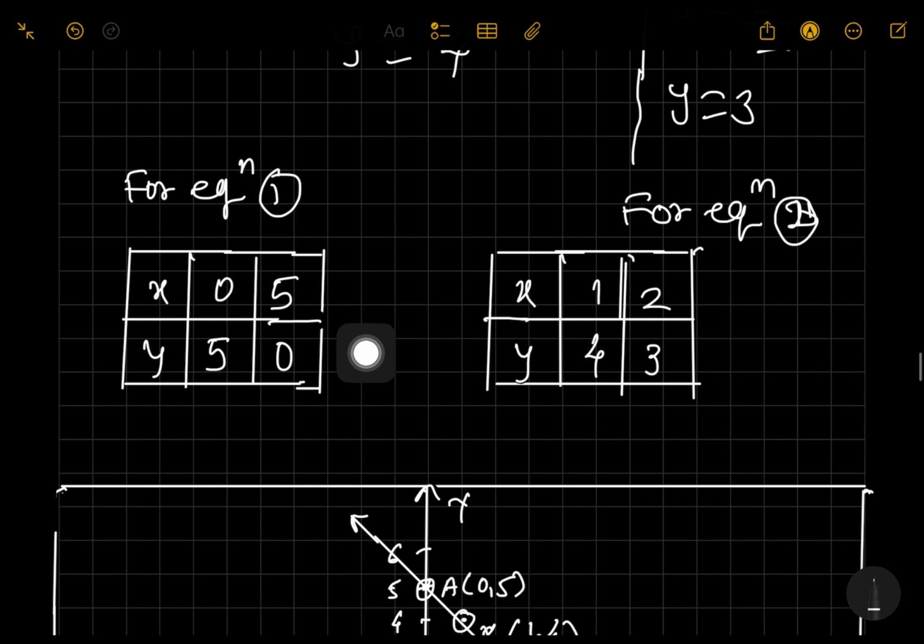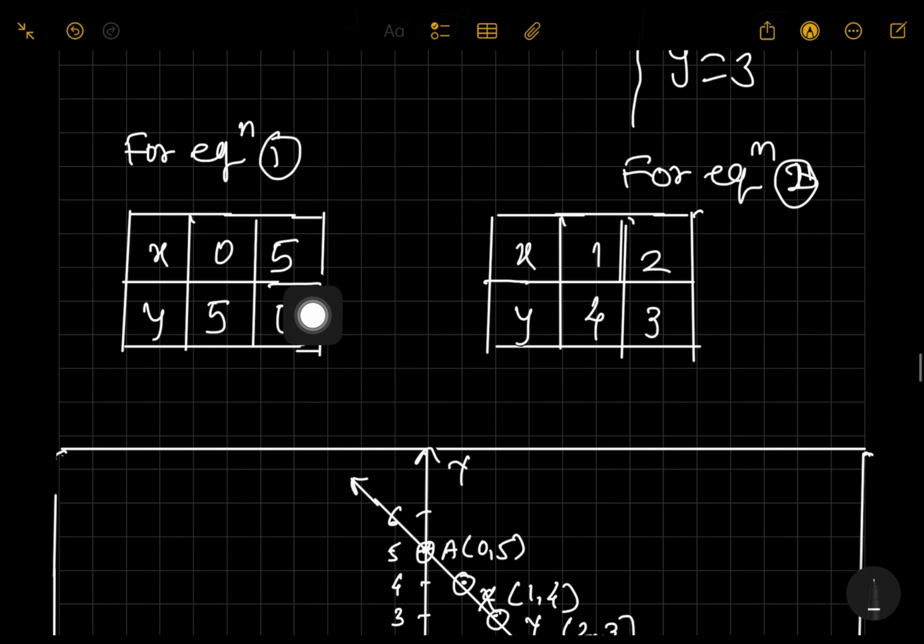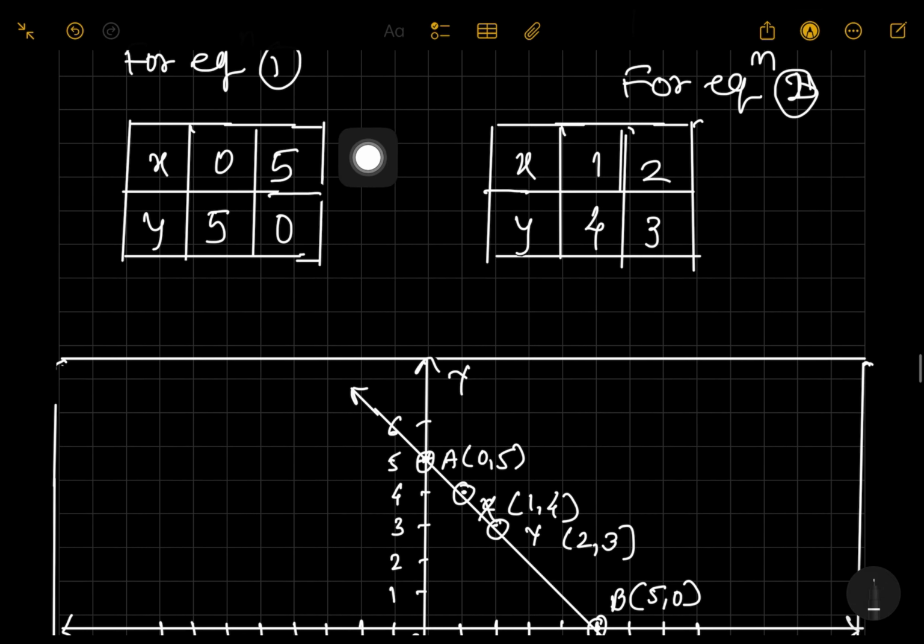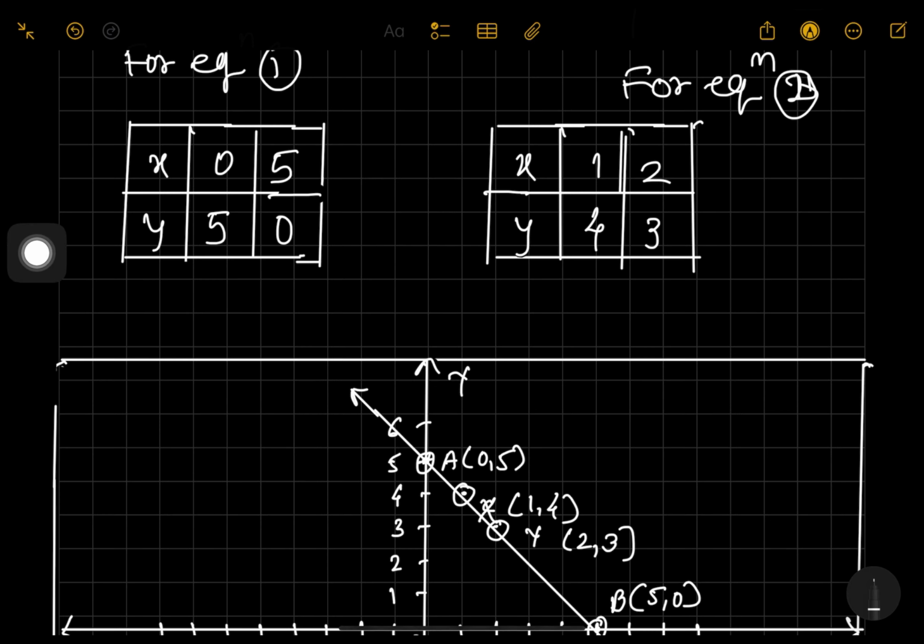And these are the only points we draw on the graph. Suppose we give names to these points: point A is 0, 5 and point B is 5, 0. We can say x and y, so you can write it like this: point A is (0, 5), and then point B.